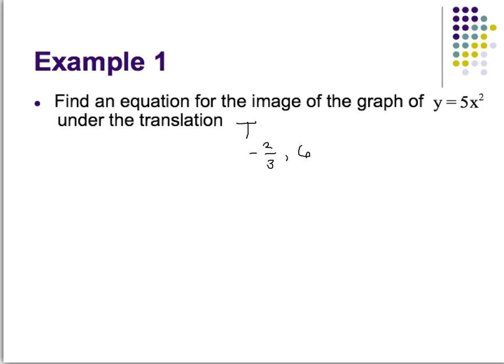So here in example 1, we want you to find the equation for the image of the graph y equals 5x squared under the translation t sub negative 2/3, 6. So notice that h is negative 2/3 and that k is 6.